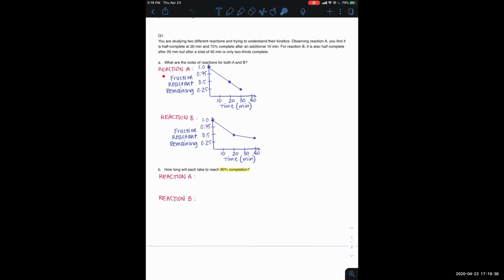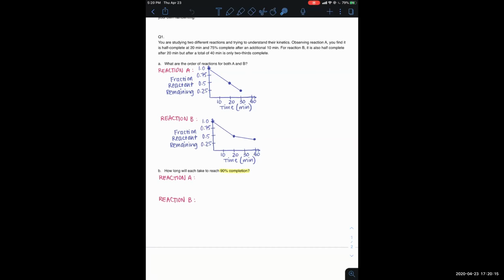So for reaction A, it's half complete in 20 minutes, and then it is 75% complete in an additional 10 minutes, which means that 25% of it is remaining at the 30-minute time point. So from this graph, we can see that for reaction A, the fraction of reactants decreases linearly. So reaction A proceeds with a constant rate, and this tells us that the reaction rate is independent of the concentration of reactant present at any given time.